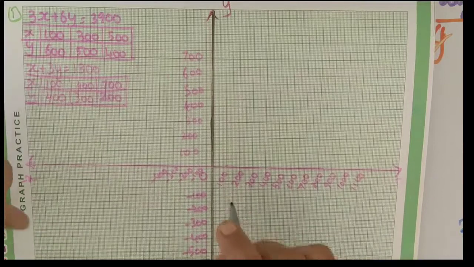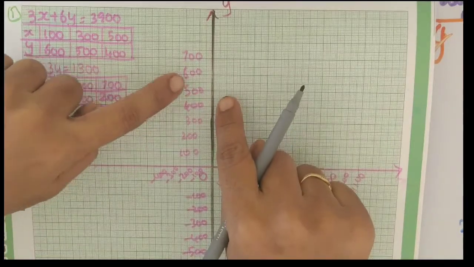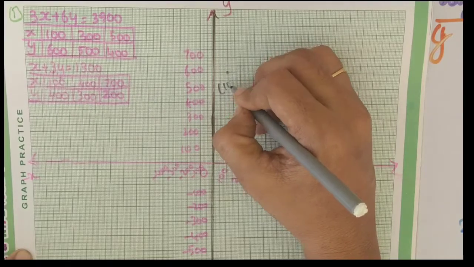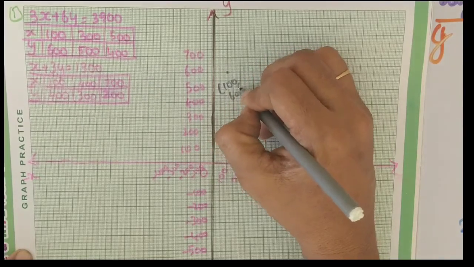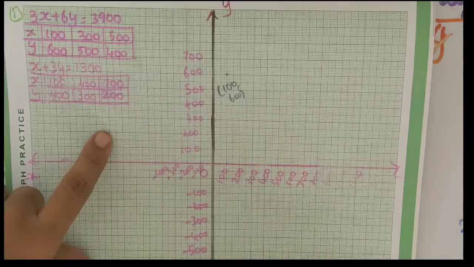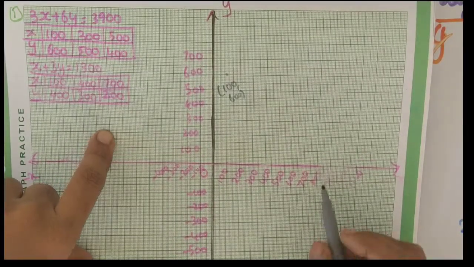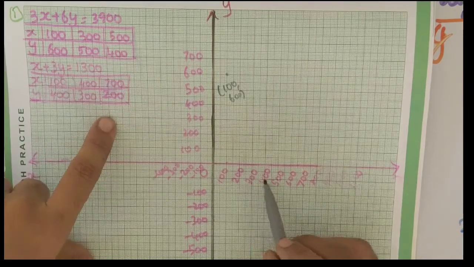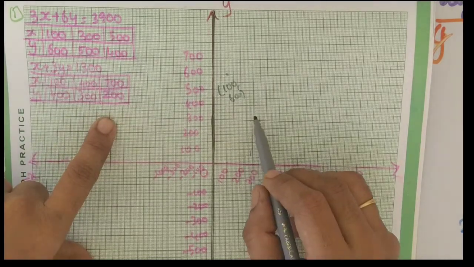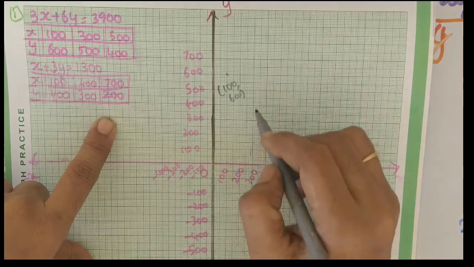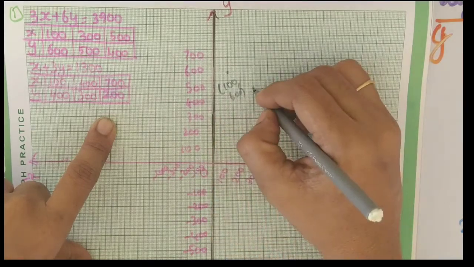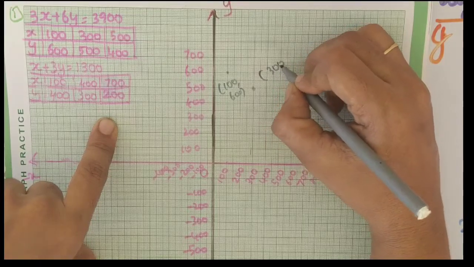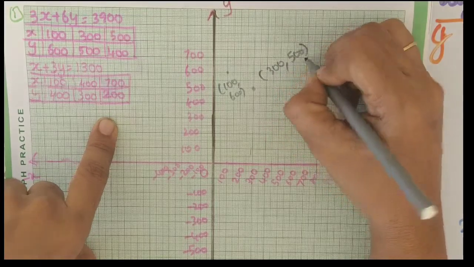Okay? Now let's mark the first point. When x is equal to 100, y is equal to 600. This is the point where 100 and 600 meet. Okay? Now let's take the second ordered pair. When x is equal to 300, y is equal to 500. So, I have taken 300 from x and 500 from y, and this is the point where 300 and 500 meet. Okay? 300, 500.